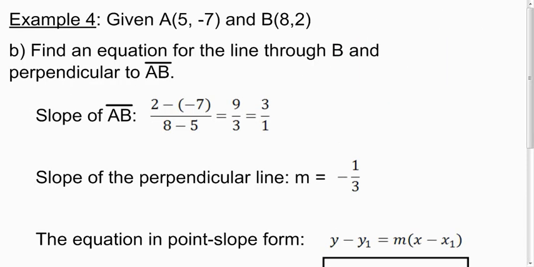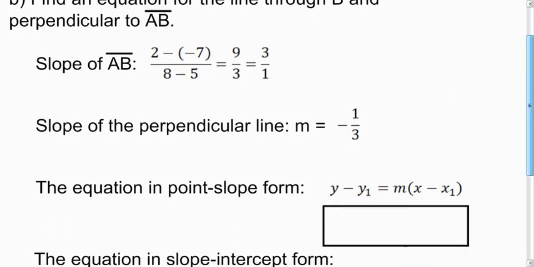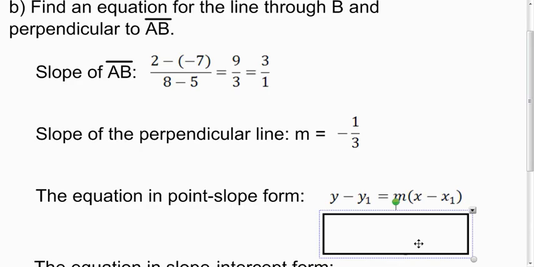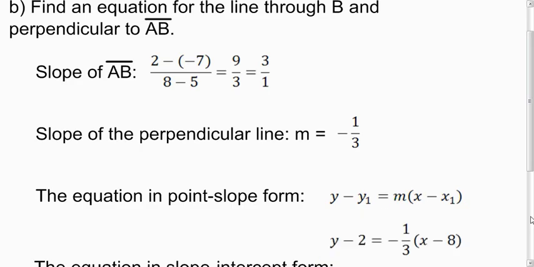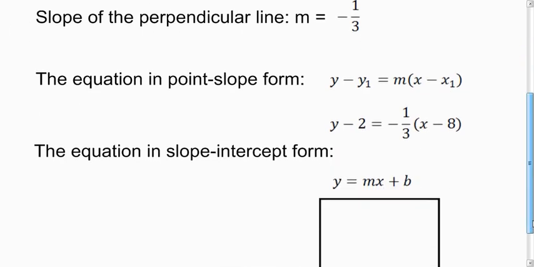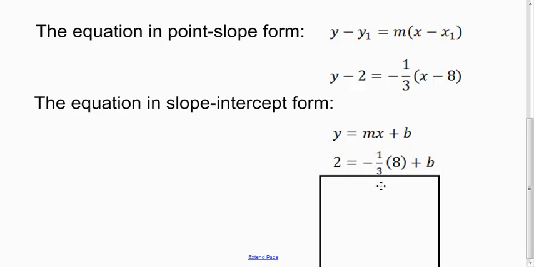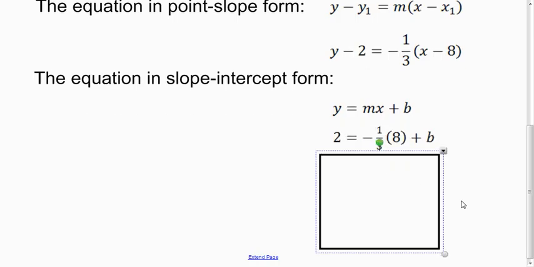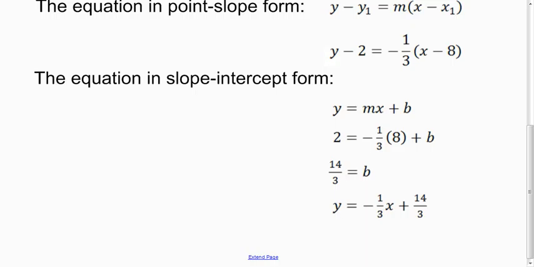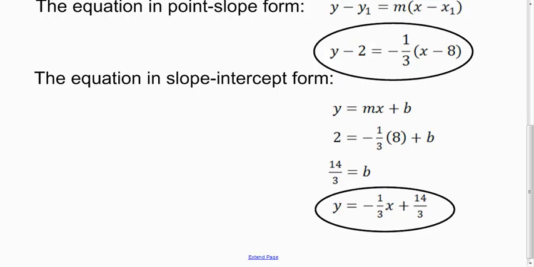Similar idea, but now we want to talk about point B, which is 8, 2. And so now when we plug in the point slope form, the slope is still -1/3, but now we have the 8 over here and the 2 over here. And if we want to use slope intercept form, you would plug in 8 for x and 2 for y. And you solve this and you get this equation. And once again, both of these are exactly the same, just written differently.